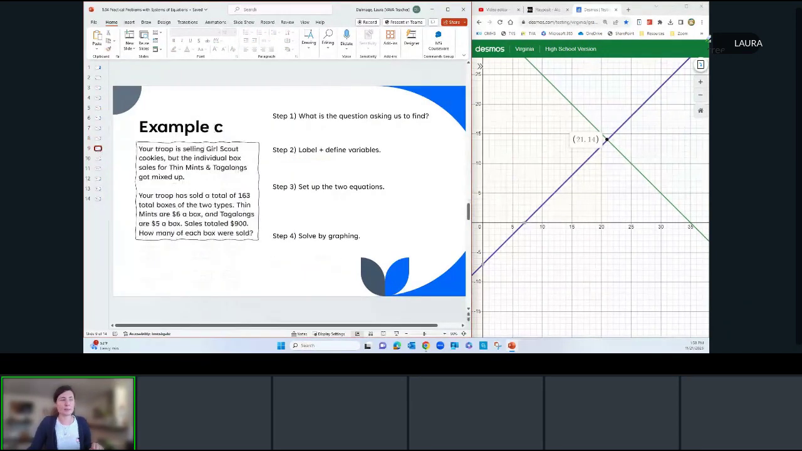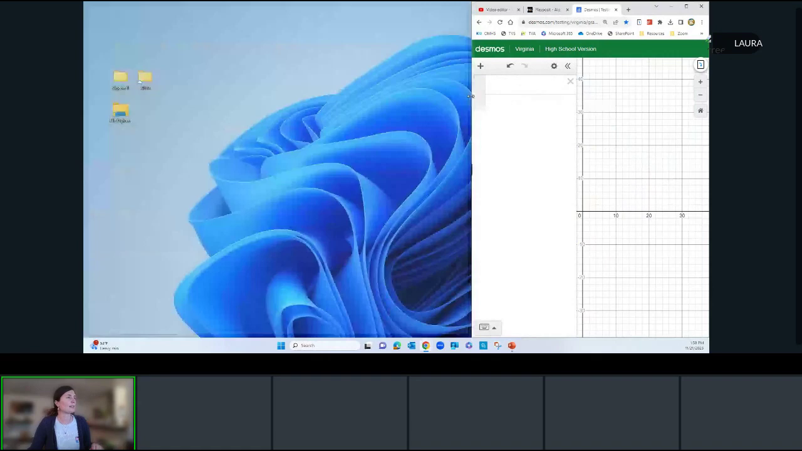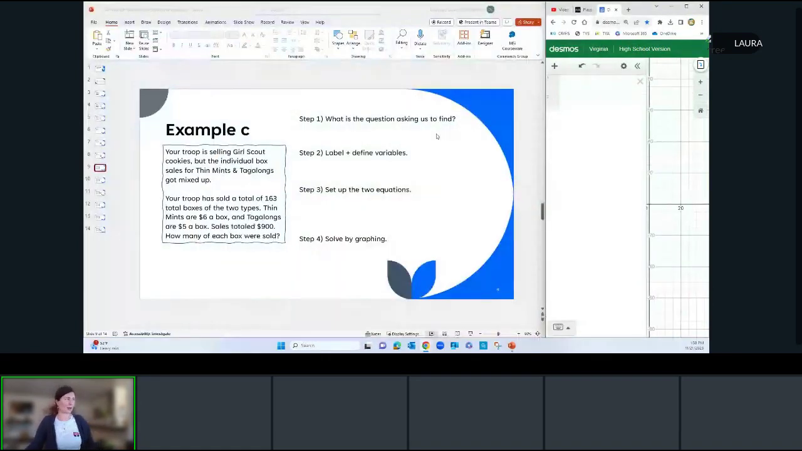Okay, example C. All about Girl Scouts. And I looked up the price of Girl Scout cookies, and I fibbed a little bit that they were different prices, but for the sake of the problem, here we go. So we have our troop is selling Girl Scout cookies, but the individual box sales for Thin Mints, yum, and Tagalongs, yum, got mixed up. Your troop has sold a total of 163 total boxes, a lot of word total there, of the two types.